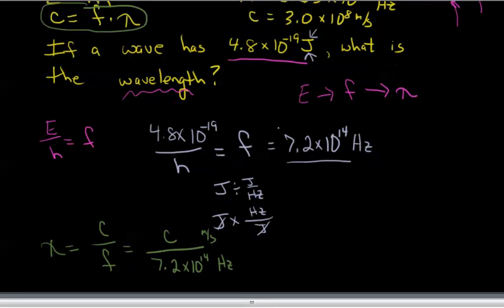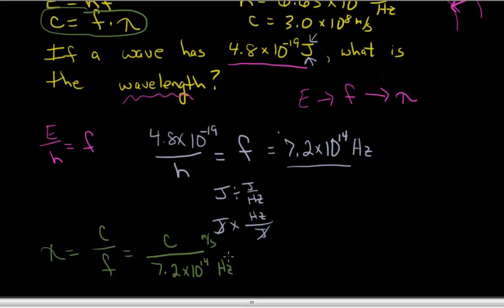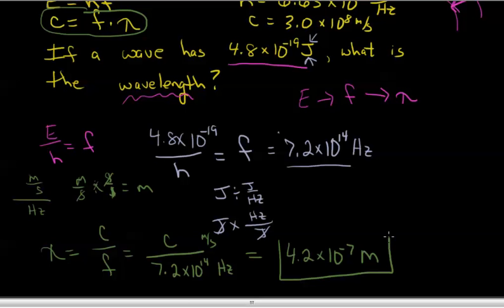If I'm going to use these units up here, meters per second divided by hertz, well, a hertz is 1 over second, so that's meters per second divided by 1 over second, flipping, times seconds over 1, and that's going to equal meters. So my wavelength is going to be measured in meters. Let's see what the value is. I'm going to take alpha C divided by 7.2 times 10 to the 14th hertz, and that gives me 4.2 times 10 to the negative 7 meters.